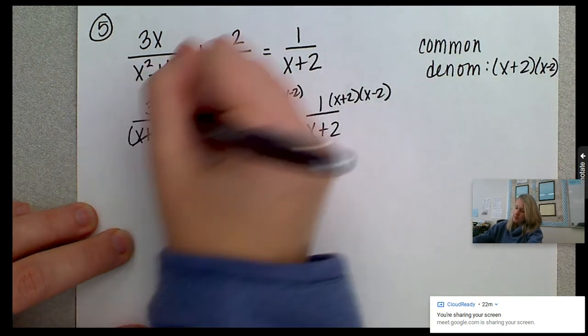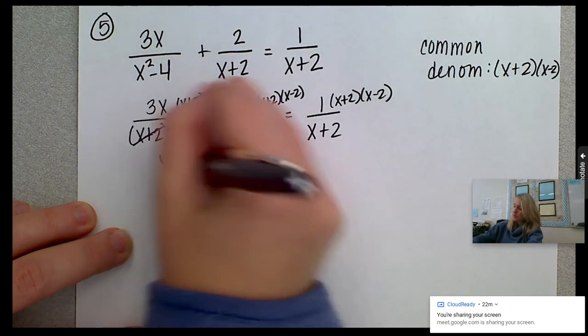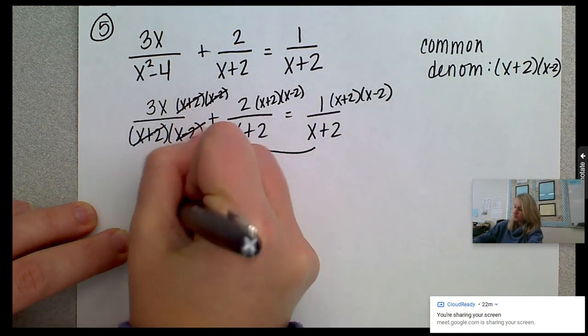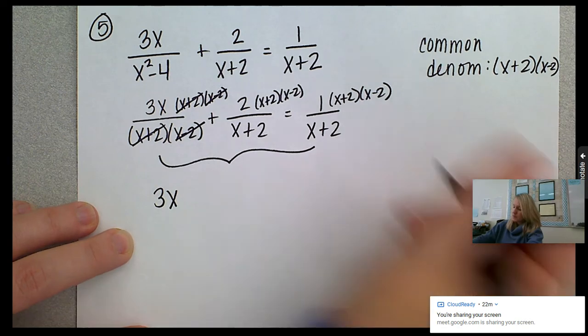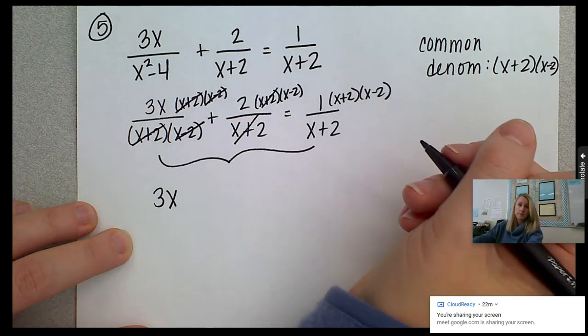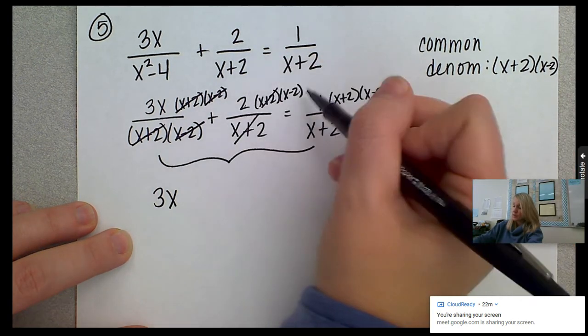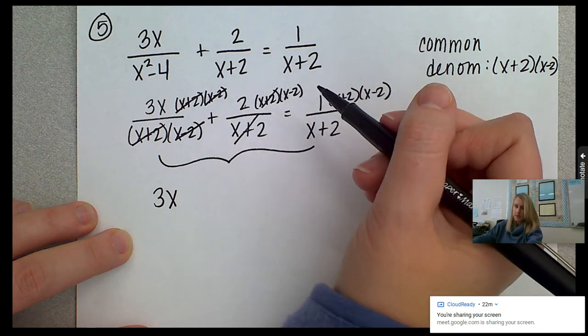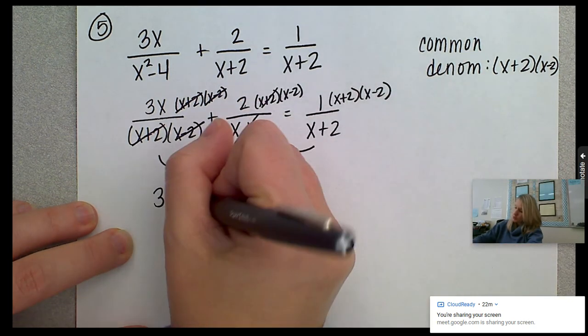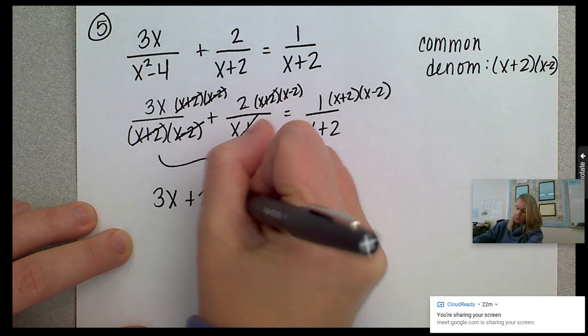In this case, that cancels. You're just left with 3x. In this case, the x plus 2's cancel. I can distribute that 2 into this set of parentheses. So you just kind of go over, and it is a positive. So that would be plus 2x minus 4.